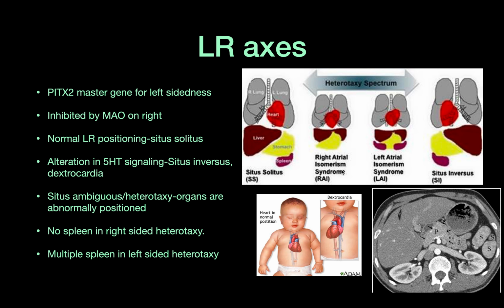So the right atrial isomerism syndrome, or the right-sided heterotaxy, is involved with no spleen. So in this particular syndrome, there would be no spleen development. There's just no spleen present. But in the left atrial isomerism syndrome, there's going to be multiple spleens. As you can see in this MRI, here's the pancreas, here's the jejunum, and look, there's 3 spleens here. That's not right. We only need 1.